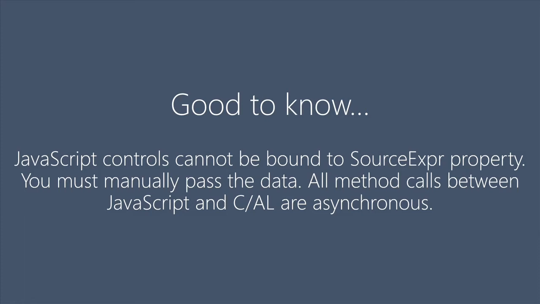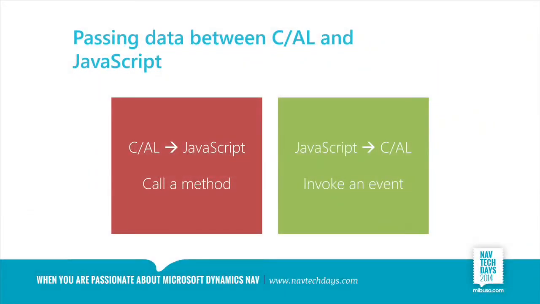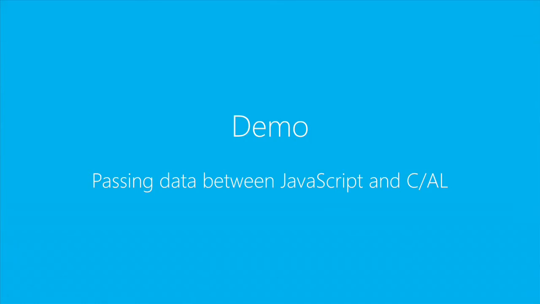And the same goes the opposite way around. If JavaScript needs something from NAV, it needs to notify NAV, I need this. And then NAV needs to call a method in JavaScript. So essentially, this is what you need to do. When you need to pass something from C/AL to JavaScript, you call a method. When you need to pass something from JavaScript to C/AL, you invoke an event. So let's take a look at how we can do that.